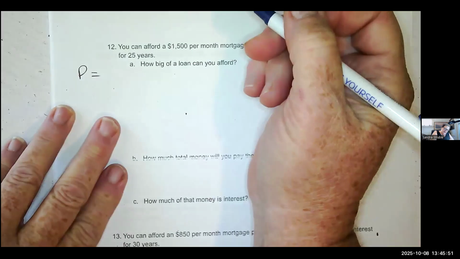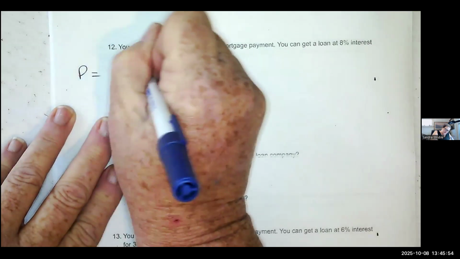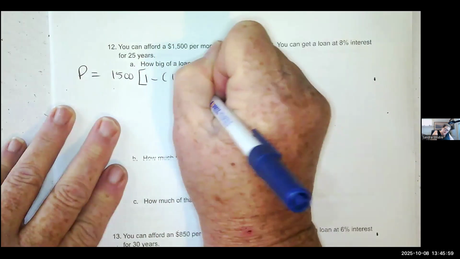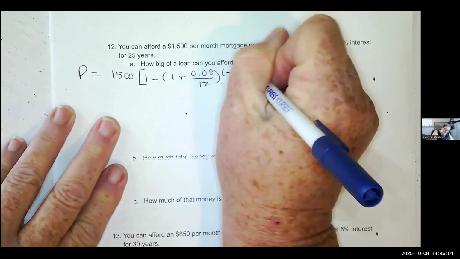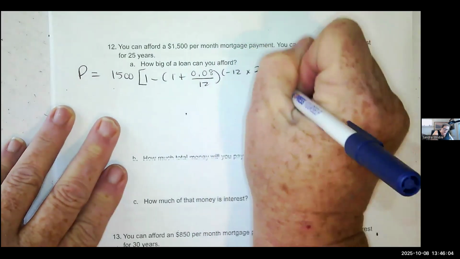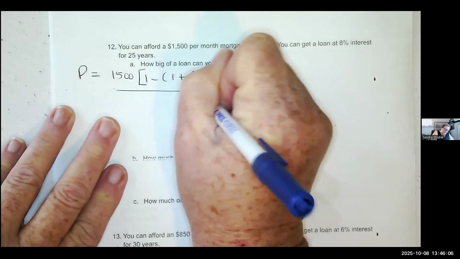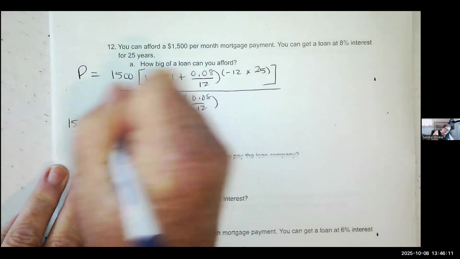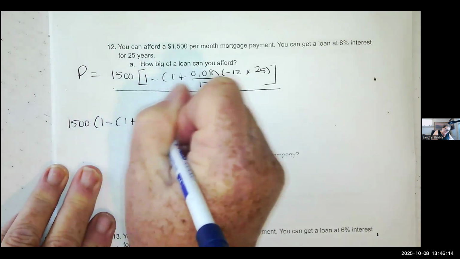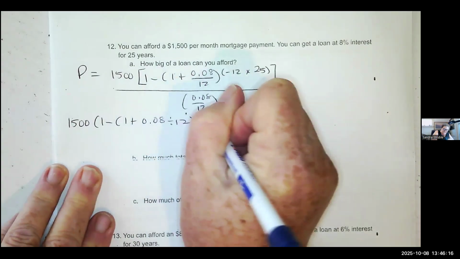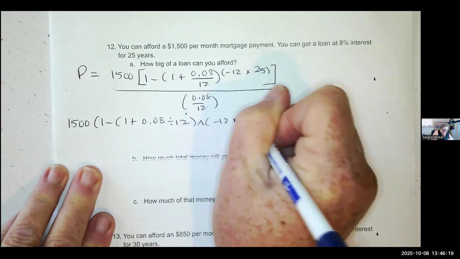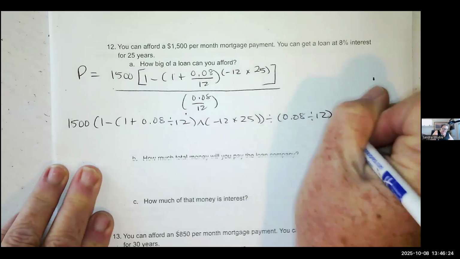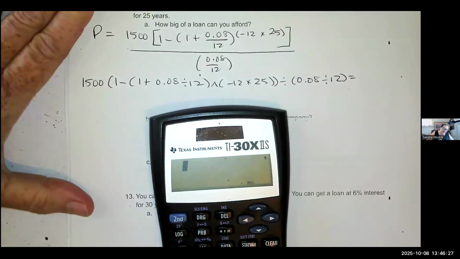All right, so 1,500. 1 minus 1 plus 0.08 monthly times 25 years. All of this over. Let me give you the calculator version. All right. So let's do this together.